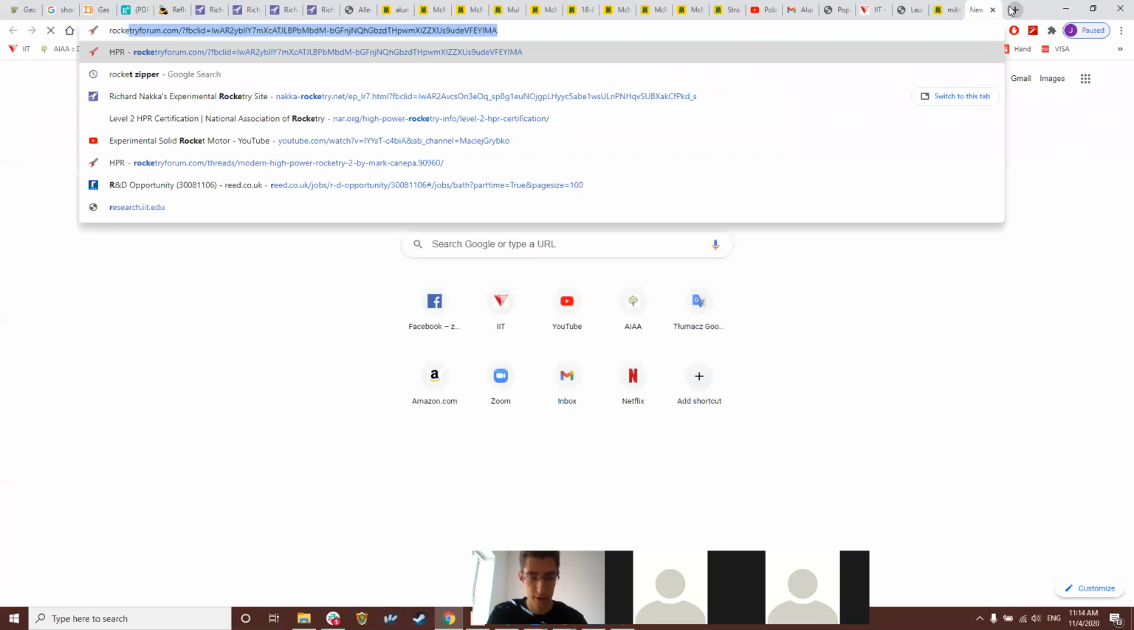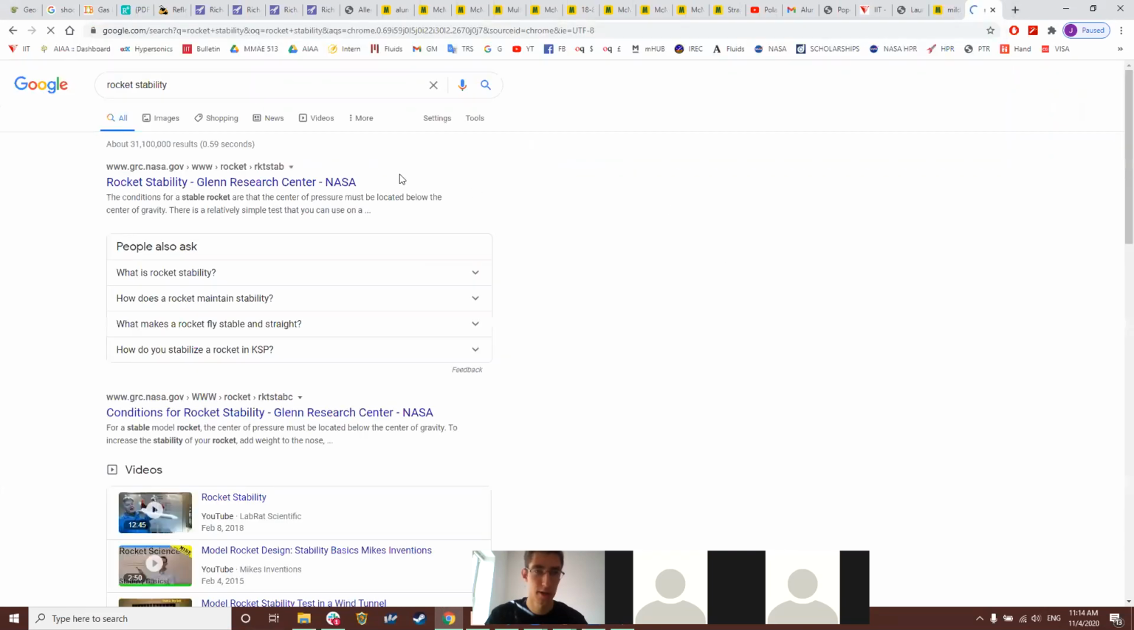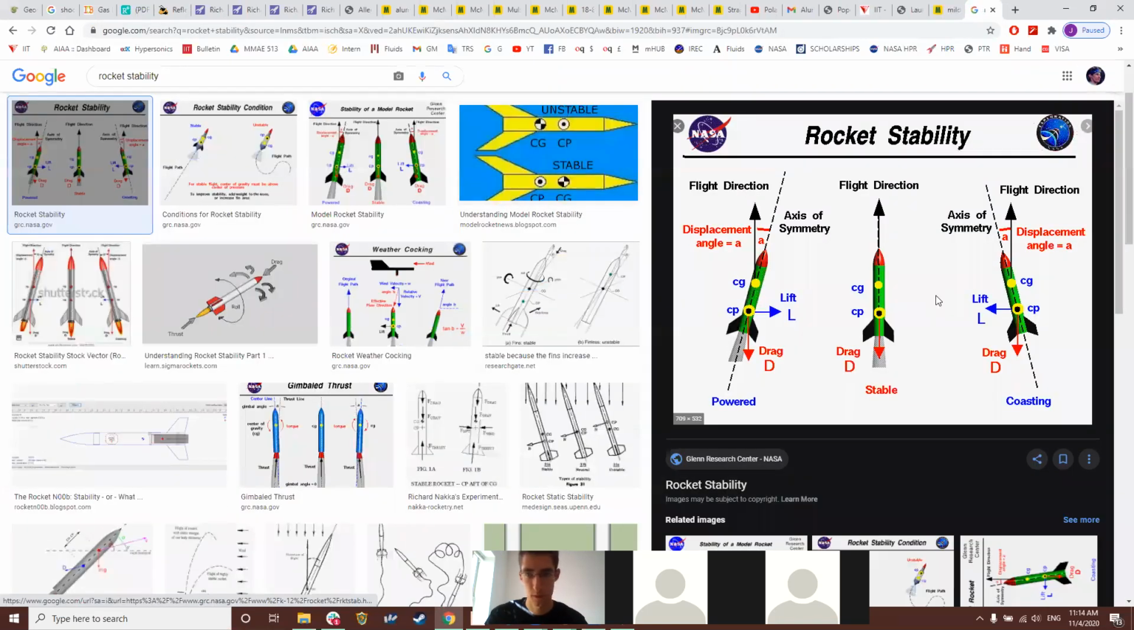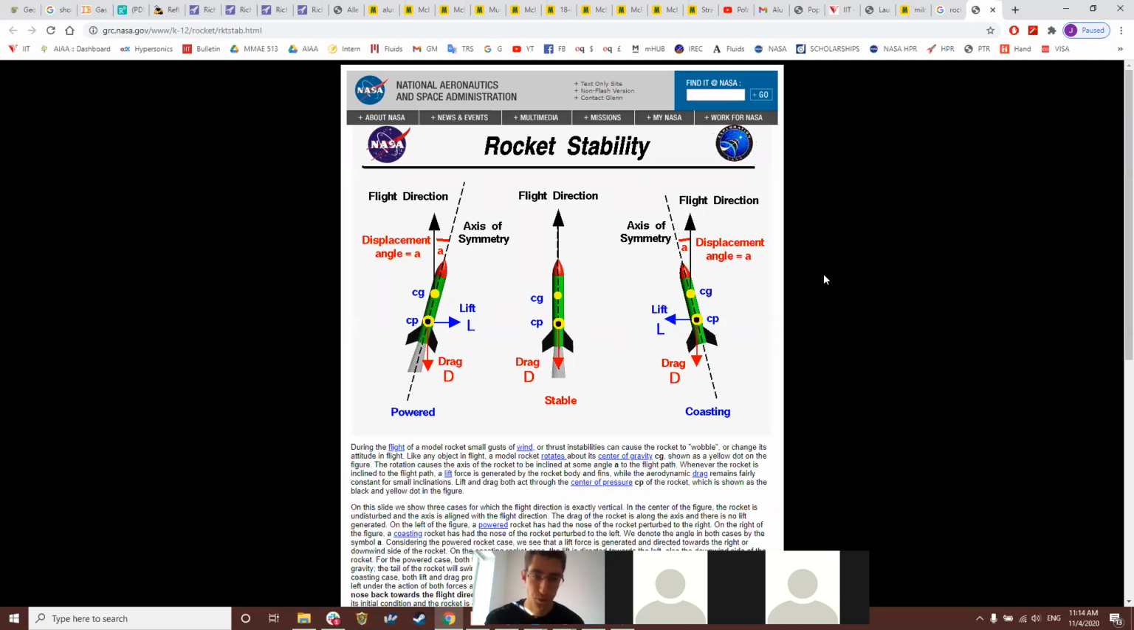About stability, I forgot to mention something. Rocket stability. So there are two important points for the rocket. There's center of gravity and there's center of pressure. I assume everyone knows what center of gravity is. Center of pressure is pretty much equivalent, but instead of weight in center of pressure, we consider aerodynamic forces. So this is like a central point for aerodynamic forces, and it's typically close to the fins.